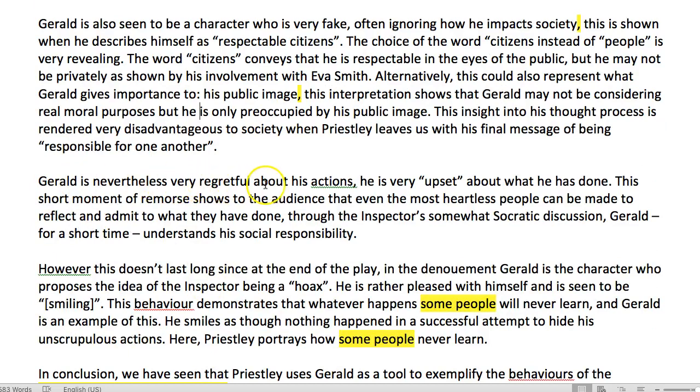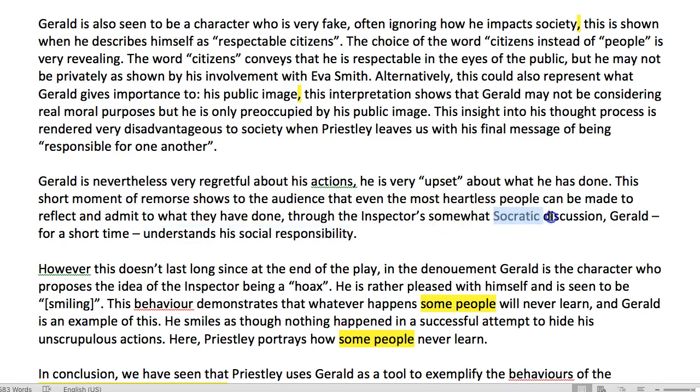"Gerald is nevertheless very regretful about his actions. He's very upset about what he has done." Again, good integrated quotation there. "This short moment of remorse shows to the audience that even the most heartless people can be made to reflect and admit to what they've done through the Inspector's somewhat Socratic discussion. Gerald, for a short time, understands his social responsibility." Well, you desperately need a quotation to show how he understands his responsibility. Is it this one? Well, perhaps, but you need to link it to what he says about just realising that she's dead. Something like that would help.